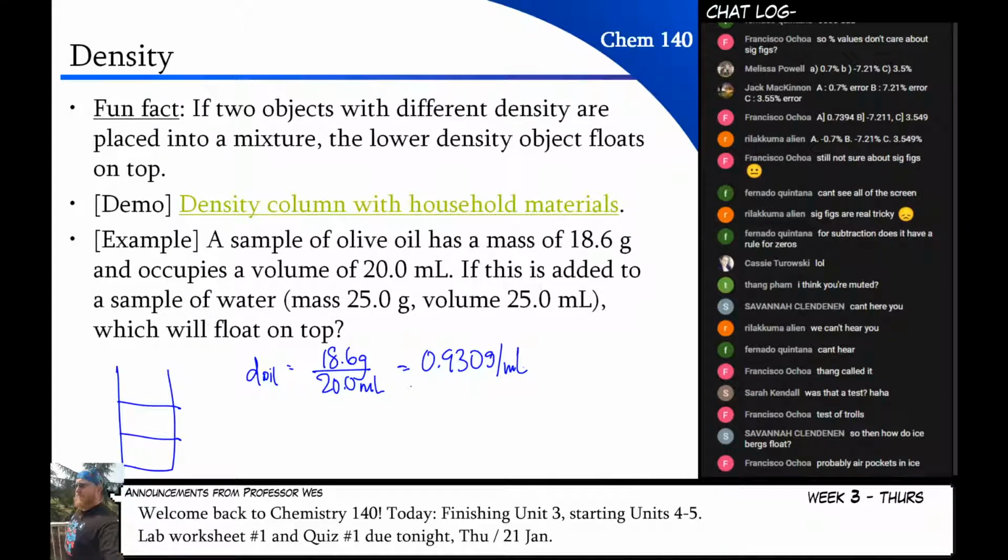grams per milliliter. Notice that these units don't cancel out, so I have to keep them. Very important with density. Make sure you are keeping your units along with it and that you aren't canceling them out, because that's what we've been doing so far. Sometimes the units don't cancel. Now I got density of water, and you'll notice that its mass and its volume are the same. So I get 1 gram per milliliter.